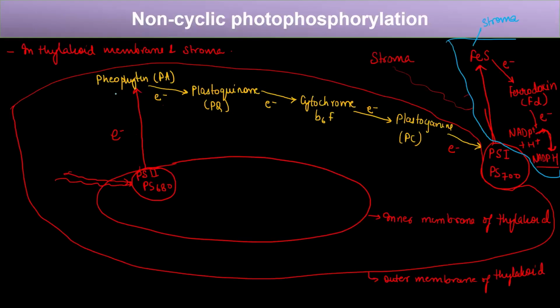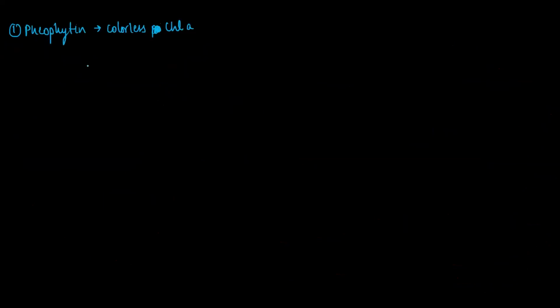And if you look here, the pheophytin is the primary acceptor of the PS680 electron, right? Because the electron that is excited from photosystem 2 is directly getting collected by pheophytin. So pheophytin is the primary electron acceptor of PS2. Okay, this is important.